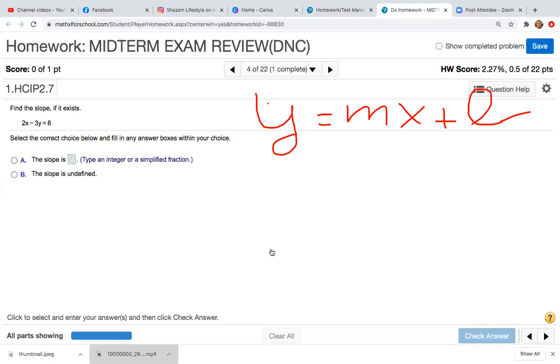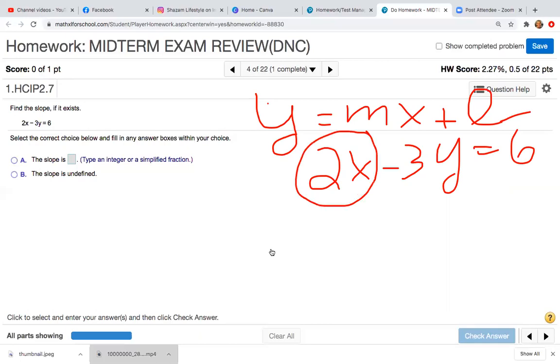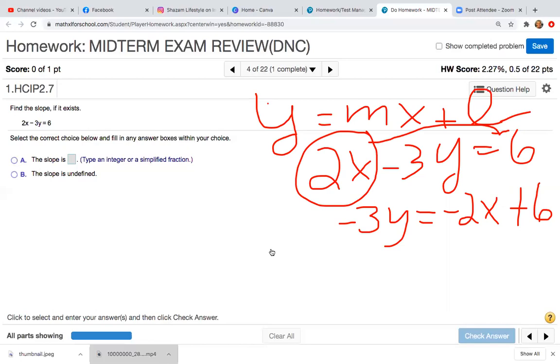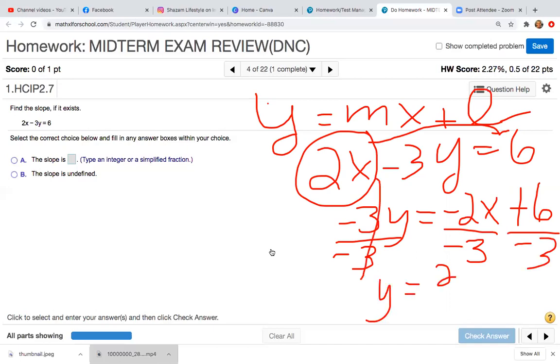So let me go ahead and rewrite this equation: 2x minus 3y is equal to 6. So you want to take the 2x and move it over. Once you move it over to the right side, it becomes -2x plus 6. And remember, the goal here is to solve for y, isolate y. So you want to divide every single term by -3. Then this would cancel out, leaving you with y equals 2/3 x minus 2, guys.